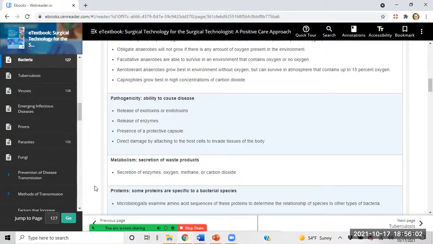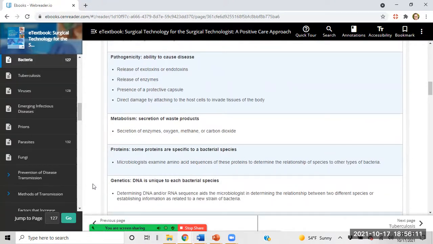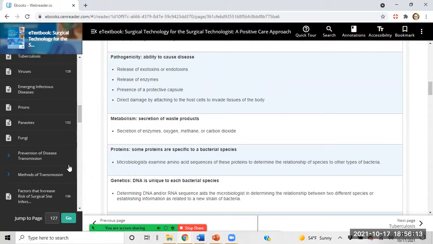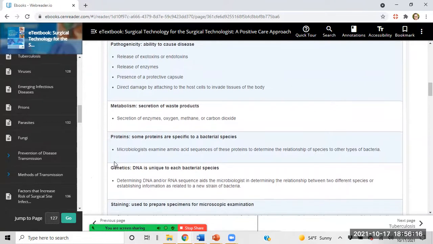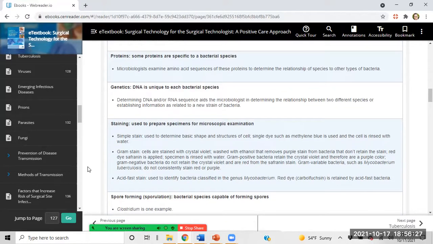And then the pathogenicity. This is how capable they are of causing disease, and you can see the different things that they take into account there. And then metabolism, the secretion of waste products, and protein. Some of the microbes are made up of certain amino acid sequences, so this is used to determine the relationship of the species to other types of bacteria. And then DNA is unique to bacterial species.